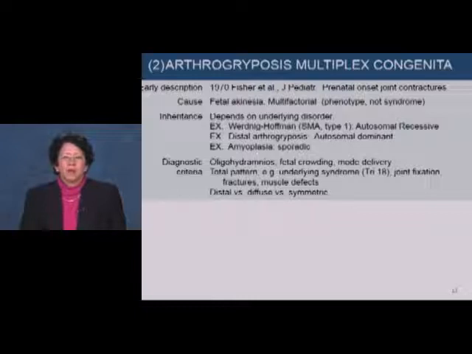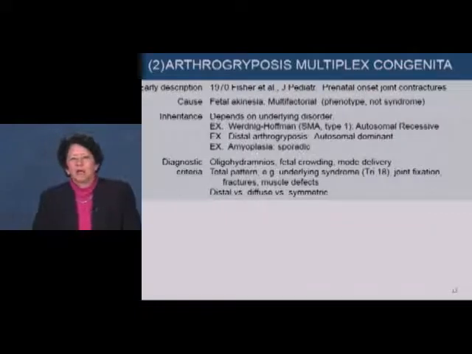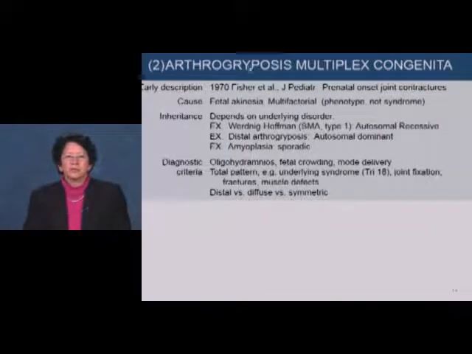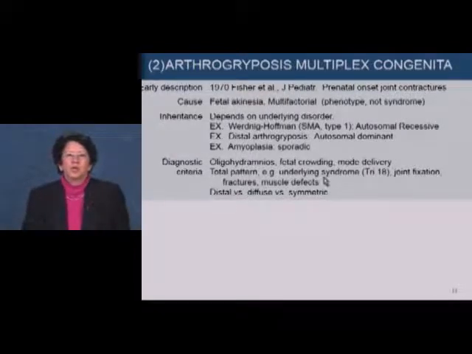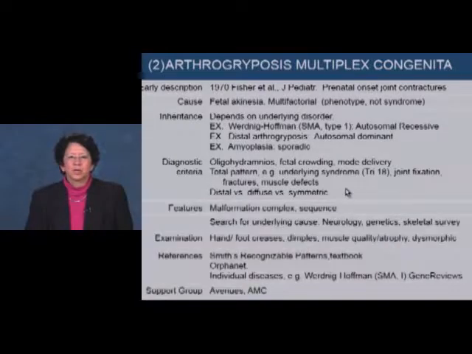And you have to look for an underlying disorder. So it could be Werdnig-Hoffmann syndrome, spinal muscular atrophy type 1, which is recessive. There are some types that are distal, and that's dominant. And there's one type called amyoplasia, which means really no good muscle, and that's sporadic. You look for, in the history, oligohydramnios, fetal crowding. You ask about the mode of delivery. You look for the total pattern. Is there a syndrome? Is there joint fixation, fractures, muscle defect? Is it distal, diffuse, or symmetric?